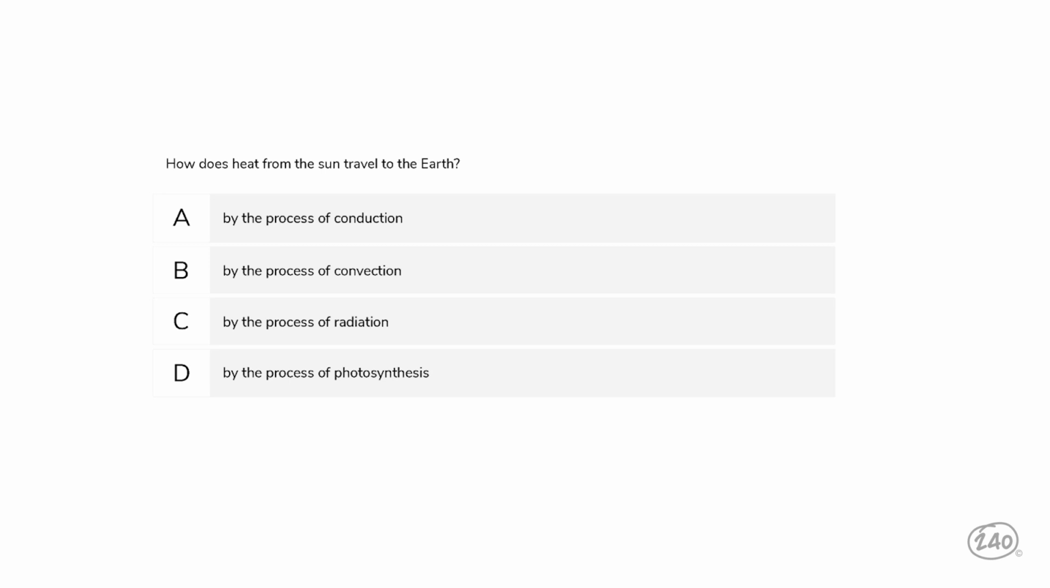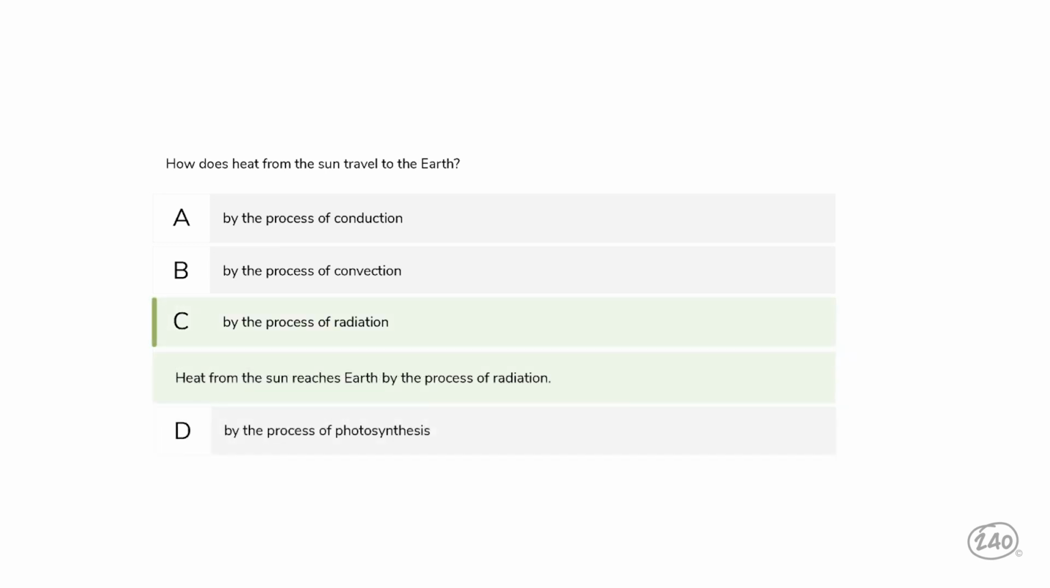Now right away we can cross off photosynthesis. That's a process done by plants to create sugar that can be used as energy. The sun warms the planet by sending heat in the form of electromagnetic waves. This means radiation is the best answer.